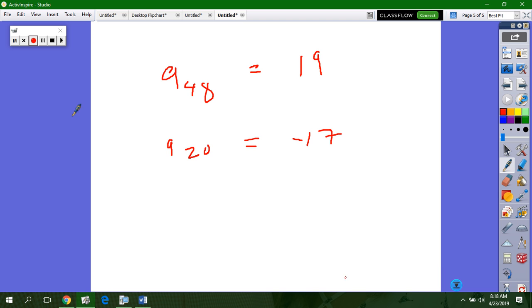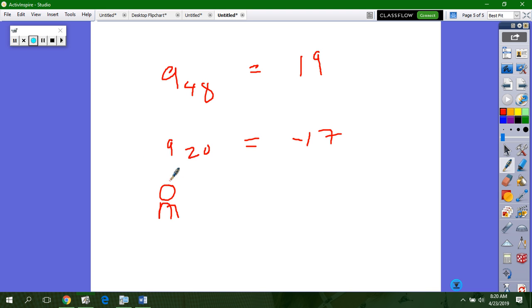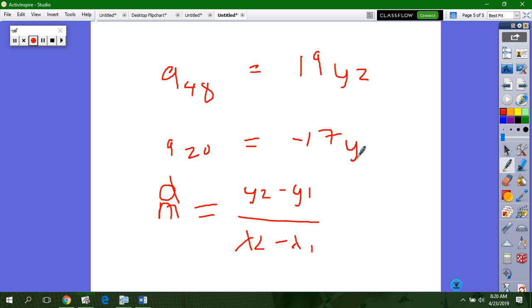I'm going to push pause and let you try. Slope equation again, or in this case we call it our common difference, right? Is basically y2 minus y1 over x2 minus x1. So this is representing your y2, y1, and then this is representing your x2. Does that make sense? And the other one's x1.